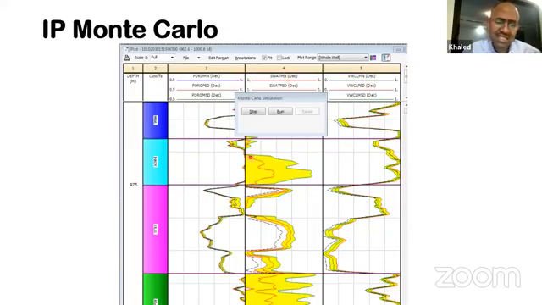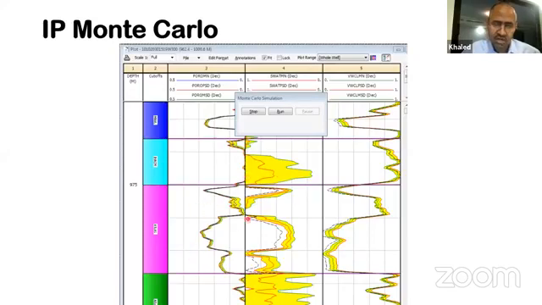Okay, porosity is 0 here. When the porosity is very low, don't worry about the uncertainty. Who cares? Porosity is 0. We don't care about uncertainty. So don't waste your time looking at the uncertainty in front of a zero porosity interval.